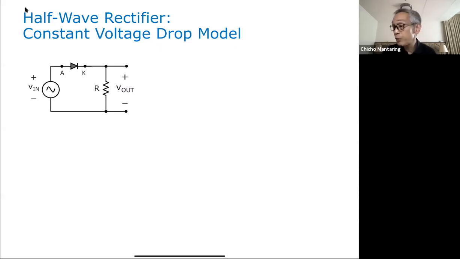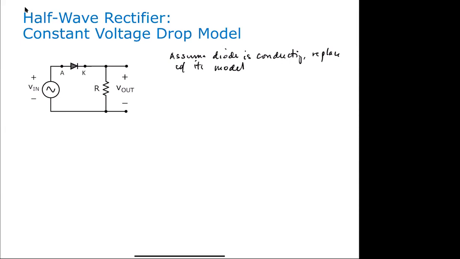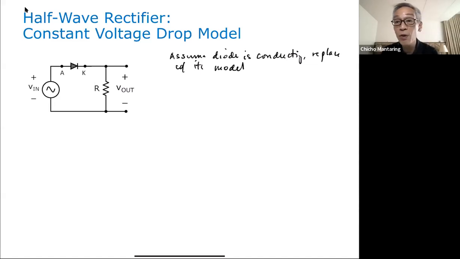Again, no? We start with the assumption, let's use method one, assume that the diode is conducting. So we replace it with its model. Now, what is the model when the diode is conducting in the constant voltage drop model? Voltage drop. Yeah, it's a constant voltage drop. Kung silicon, ano yung value ng voltage na yun? 0.7 volts. Yeah, 0.7, ano? But anyway, let's not assume it's silicon, basta it's a constant voltage drop, no?